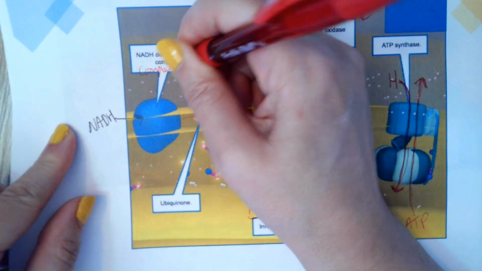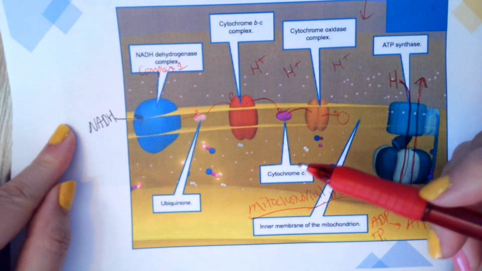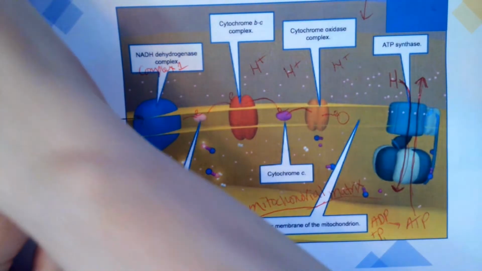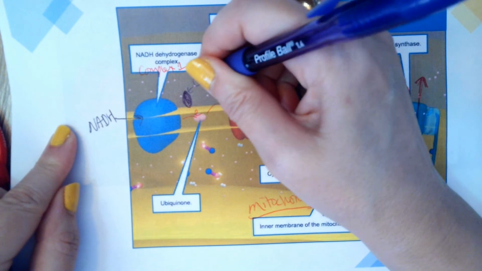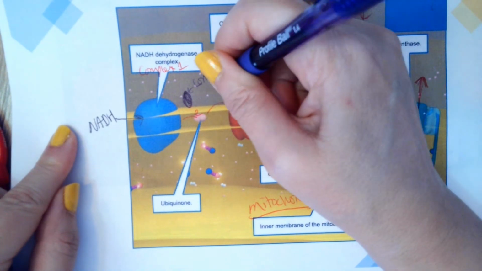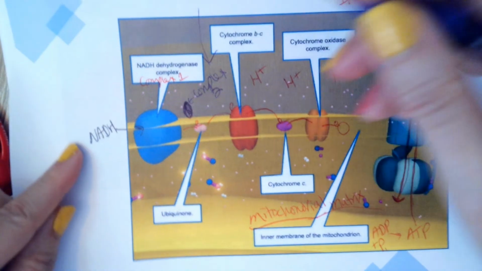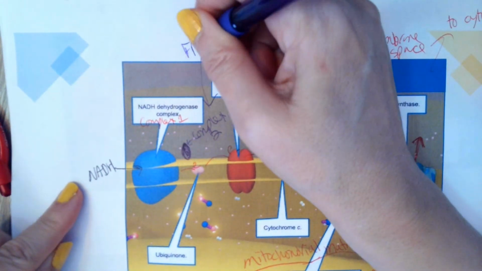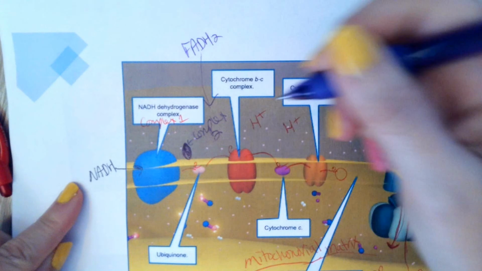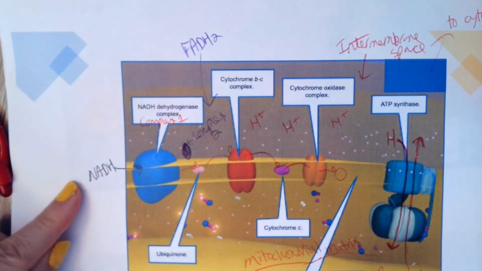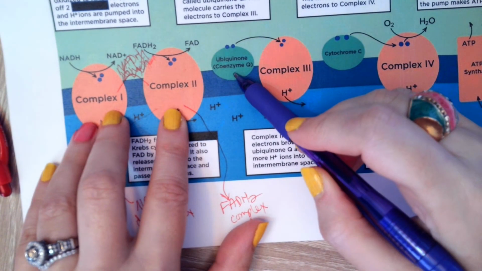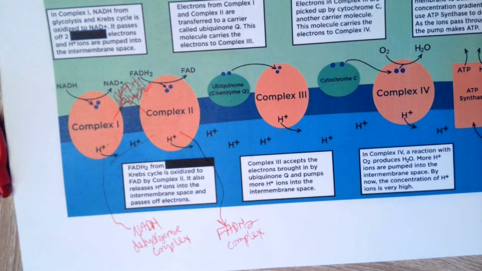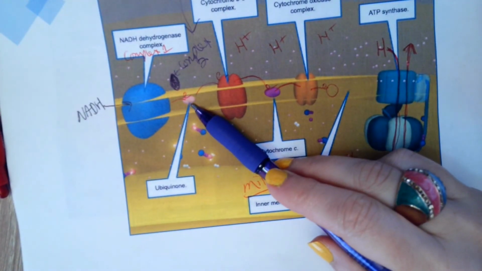this would be complex 1. We don't have complex 2. Let's put complex 2 on our picture here. And that is for FADH2 to go into. Right there. Okay. But here is ubiquinone. So that's the same right there.